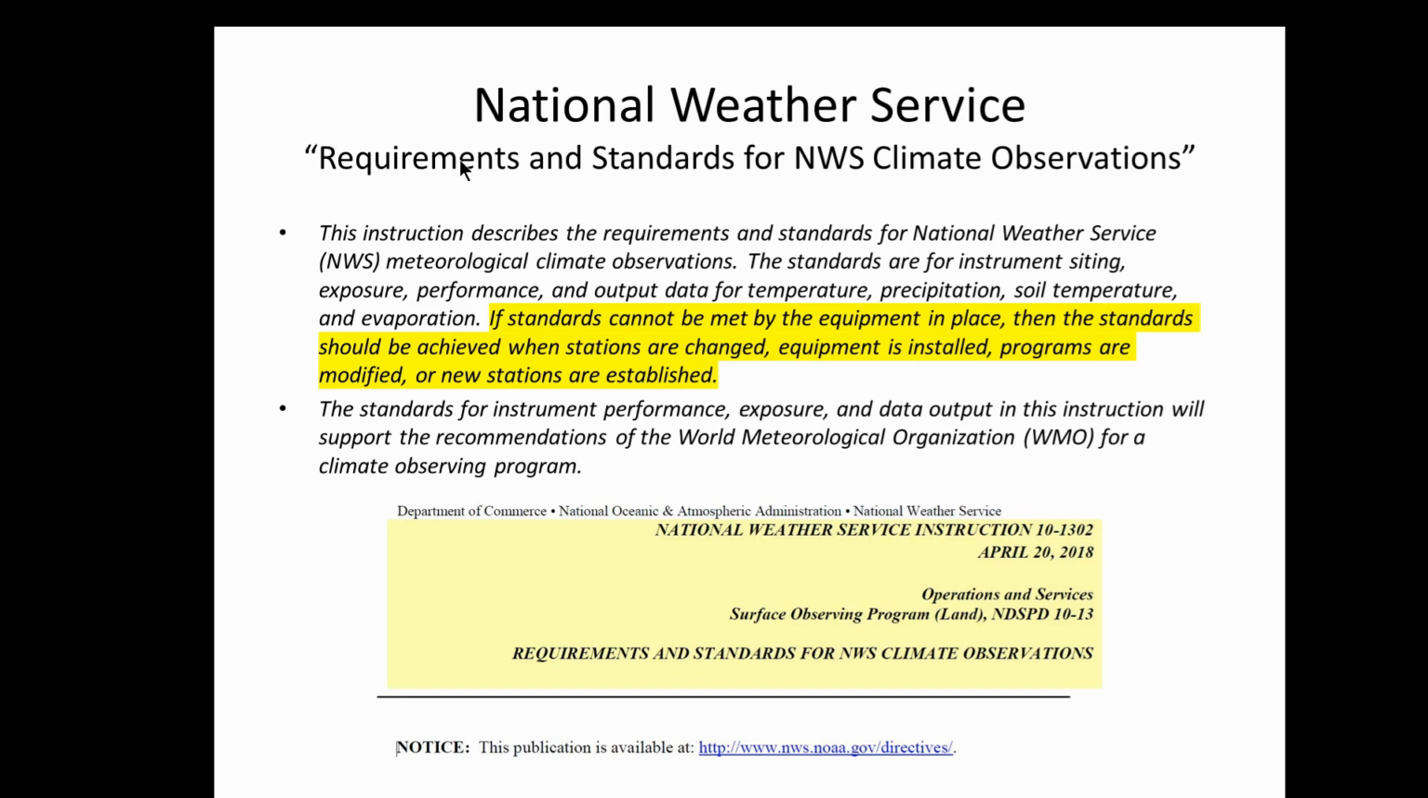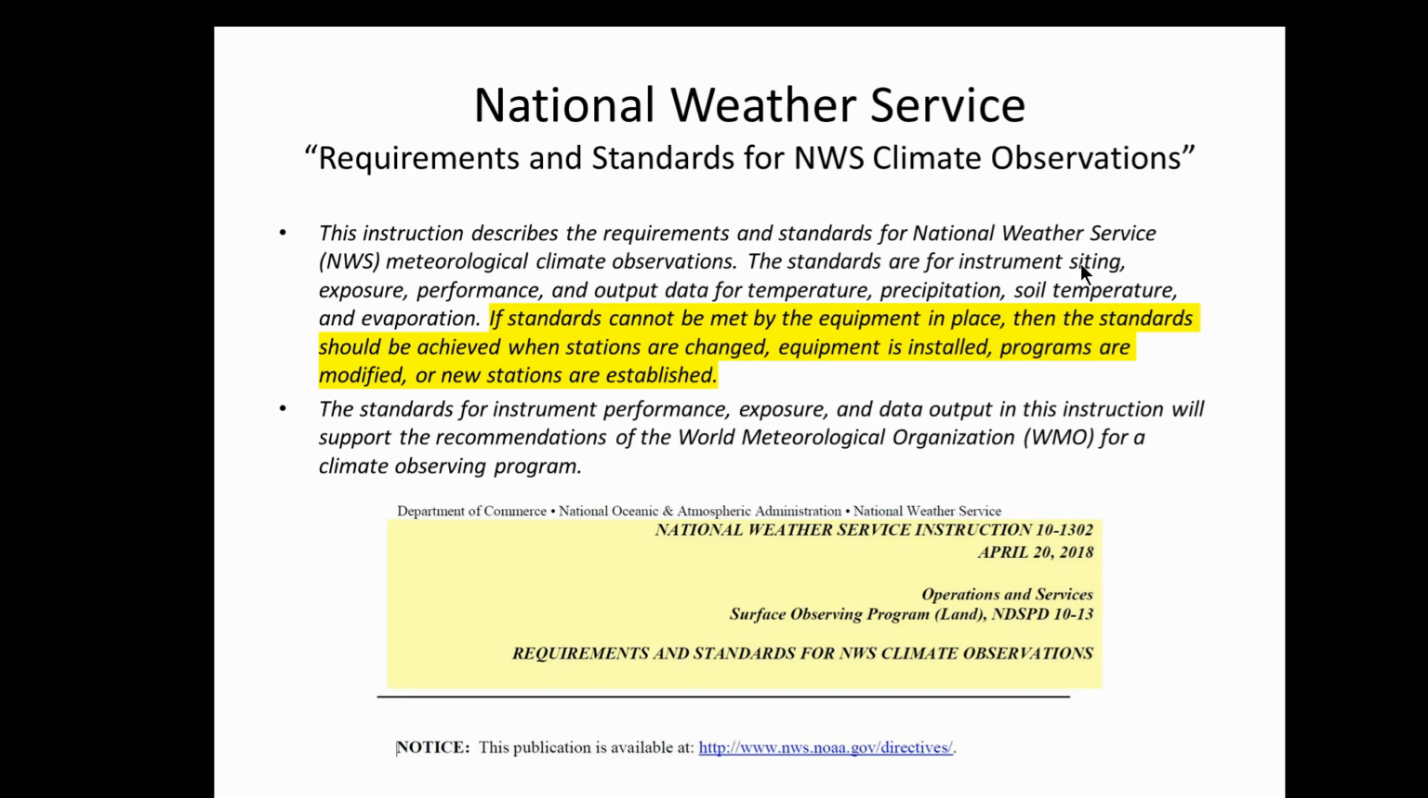And there's one document there called the Requirements and Standards for National Weather Service Climate Observations, and it's at that website. It is instruction 10-1302 dated April 20, 2018, and it explains a lot about what they require for making climate observations. And I pulled some pertinent stuff off of that document, the 10-1302. And here in one section it says, this instruction describes the requirements and standards for NWS meteorological climate observations. So this is for climate observations.